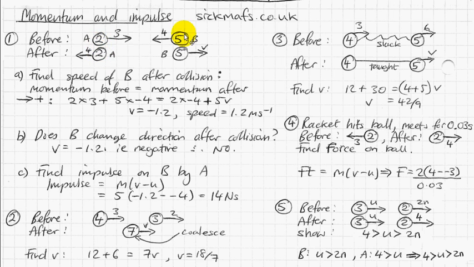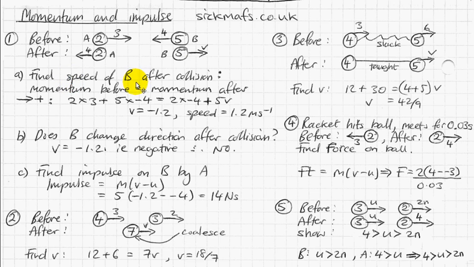So what's the momentum before? It's 6 plus minus 20, which is minus 14. So momentum before is minus 14, so I've done that calculation there: 2 times 3 plus 5 times minus 4 is the momentum before. And momentum afterwards, well, that's 2 times minus 4, because that's the negative direction, so 2 times minus 4 plus 5 times v.